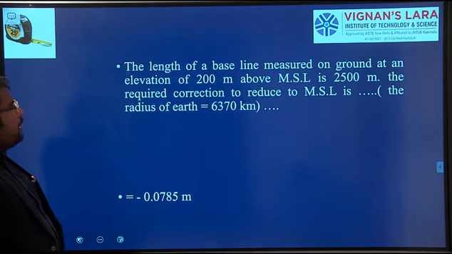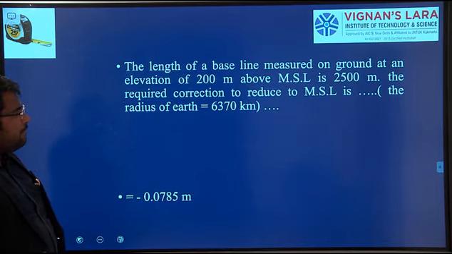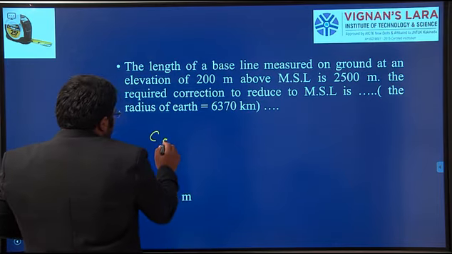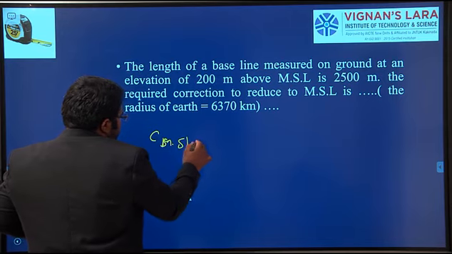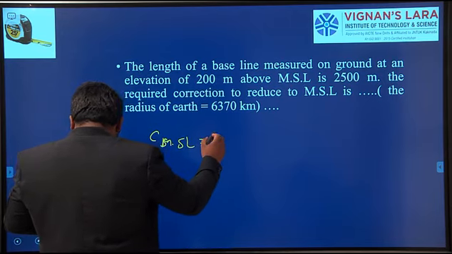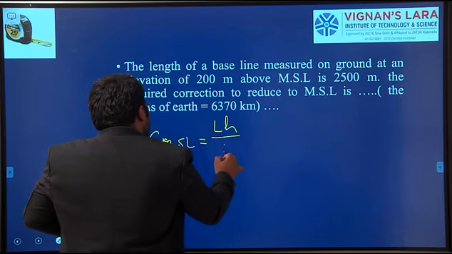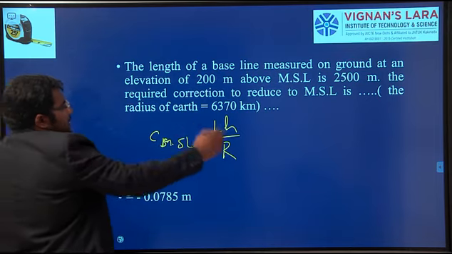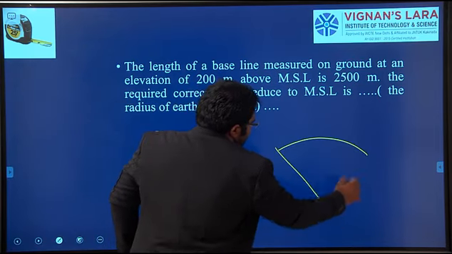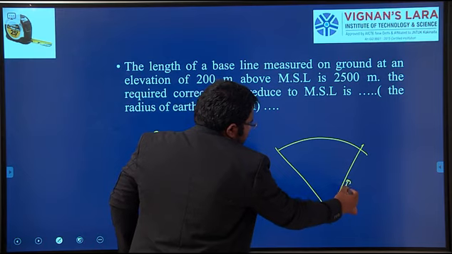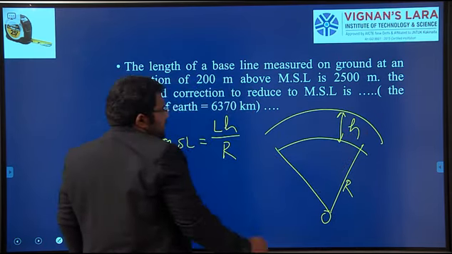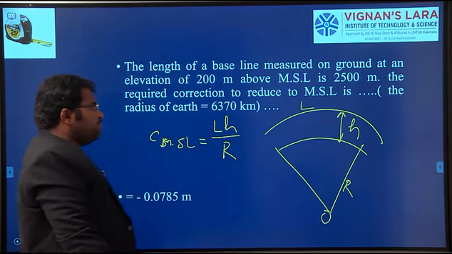Okay. Then coming to another problem, it is based on the correction for mean sea level. Okay. So correction for the mean sea level, CS is equal to, MSL is given by LH by R. LH by R. What is meant by LH? L is the length measured, right? If you are taking from the center of the earth, this is the radius of earth, right? So H is the height above the MSL and L is the length measured. Okay. Those are the values.